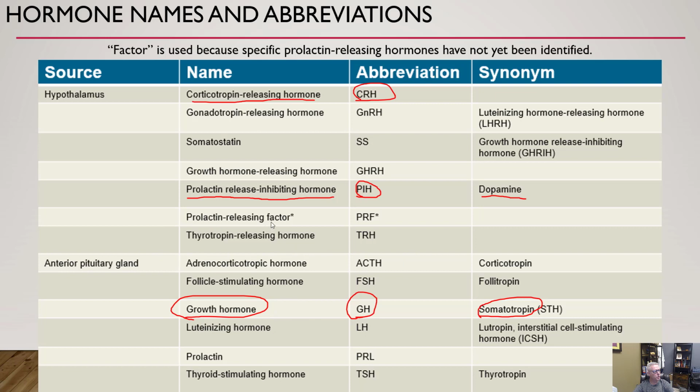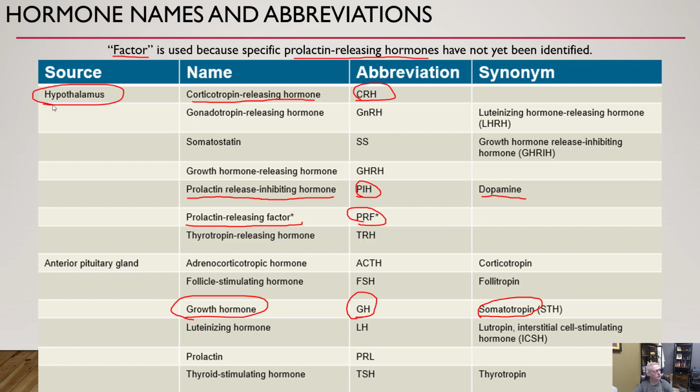Now here I'll just point out it says prolactin releasing factor, PRF. Factor is used because the specific prolactin releasing hormone has not yet been identified. So we're just going to call it prolactin releasing factor, even though we really haven't been able to isolate it or really identify it. So just start committing these to memory.